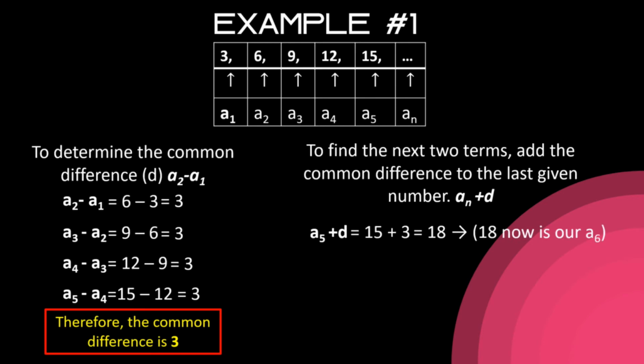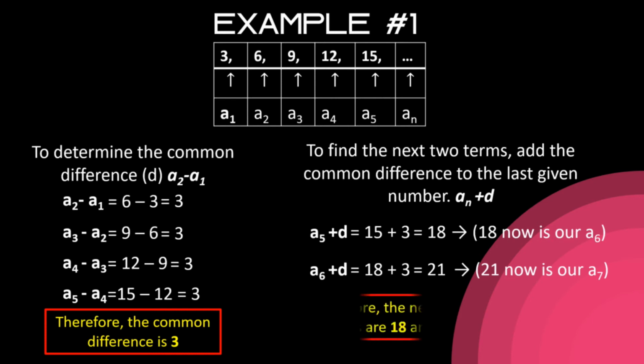18 now is our a sub 6. A sub 6 plus the common difference is equal to 18 plus 3, which gives us 21. 21 now is our a sub 7. Therefore, the next two terms are 18 and 21. Another example.